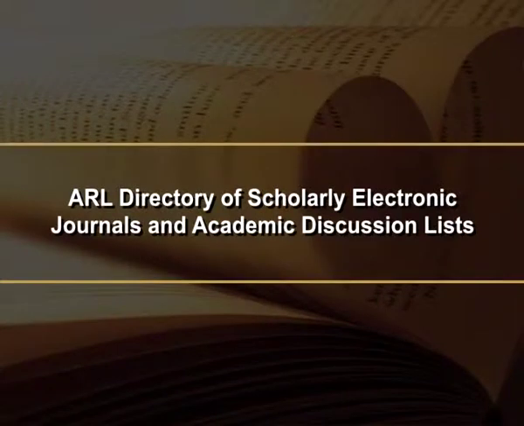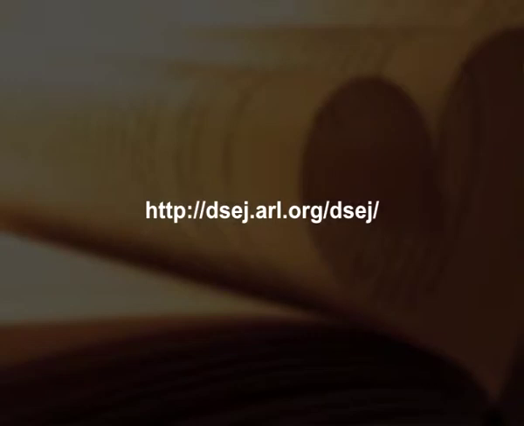ARL Directory of Scholarly Electronic Journals and Academic Discussion Lists, http://desej.arl.org/dsej/. A directory of scholarly electronic journals and academic discussion lists was created by the Association of Research Libraries, with the first edition printed in 2000. The online version was updated after the first edition, but now the online version is not updated.